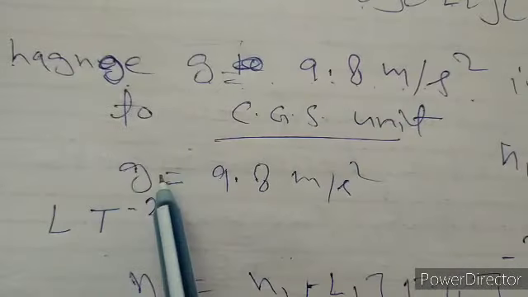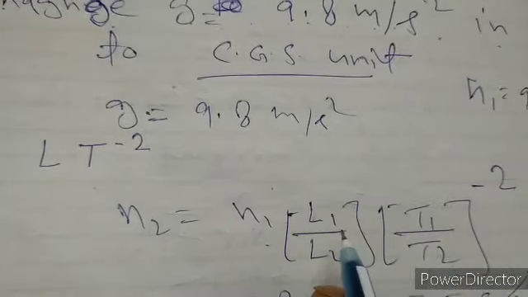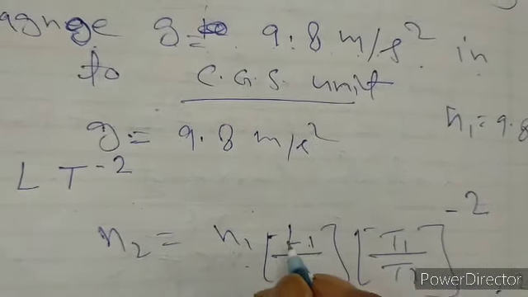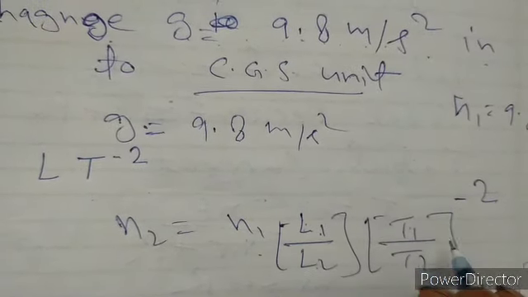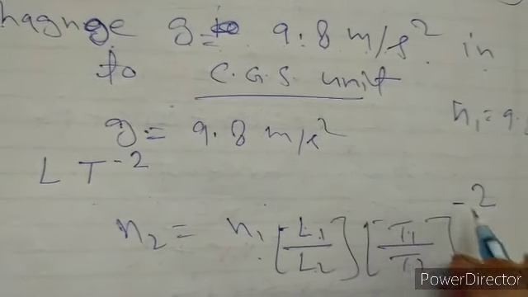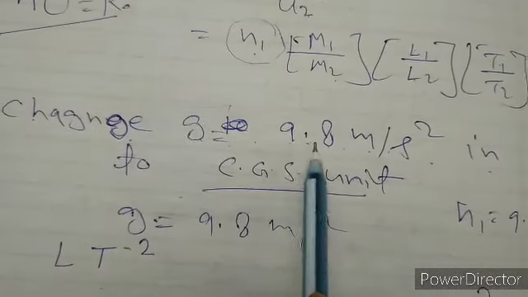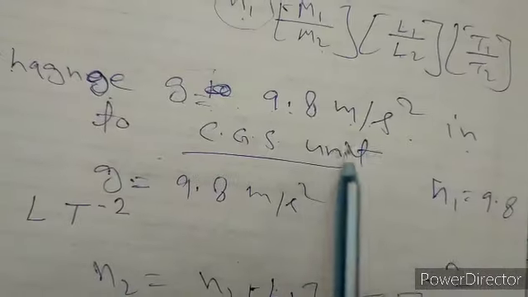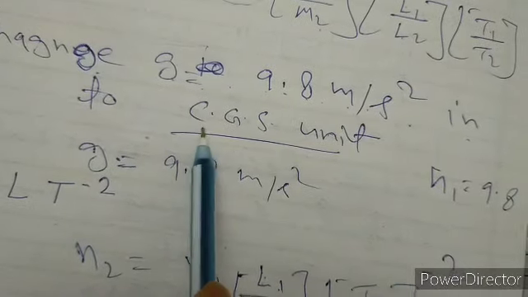Now what is the dimensional formula of acceleration due to gravity? Acceleration due to gravity is LT^-2. Then write L1 T1^-2 upon L2 T2^-2, so L1 upon L2, T1 upon T2, raised to the appropriate powers. Now in the first system it is given as 9.8, so n1 is 9.8, L1 is in meter and we have to change it into centimeter.